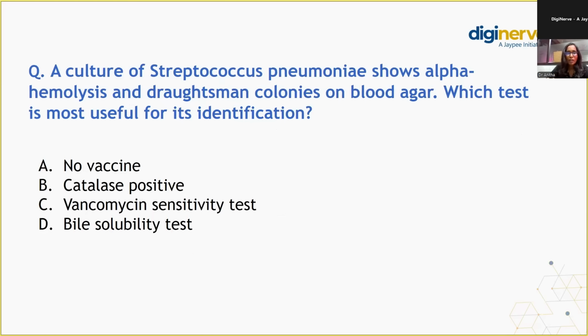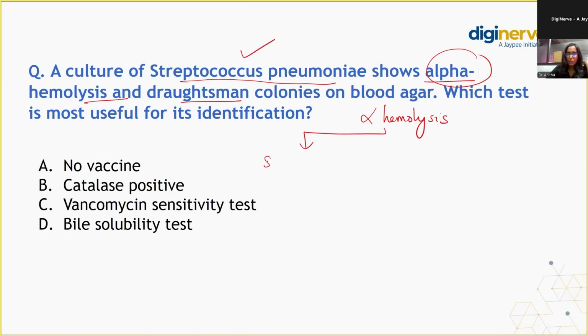Next question. A culture of Streptococcus pneumoniae shows alpha hemolysis and Rossmann colonies on blood agar. Which test is most useful for its identification? Okay, so they themselves have told that it is Streptococcus pneumoniae, and that it produces alpha hemolysis and Dodsman colonies. Whenever you see alpha hemolysis, there are only two organisms which produce it. One is Streptococcus pneumoniae and another is Streptococcus viridans.